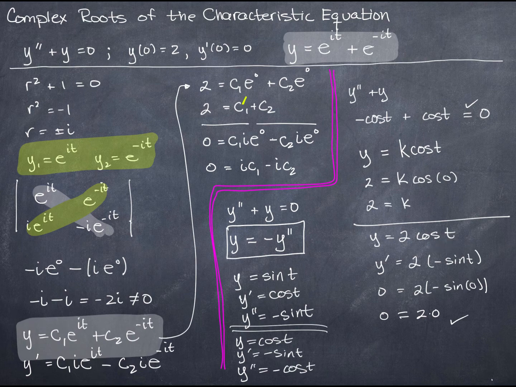So let's take a minute and tidy things up. I'm going to write this up here. Y equals e to the it plus e to the negative it, and also y equals 2 cosine of t. All right, so I'll highlight that one as well. That's another solution to this differential equation.